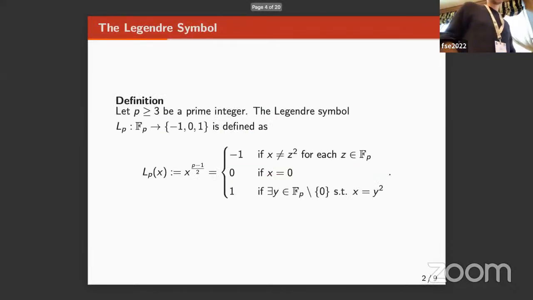So let me just recall what the Legendre symbol is. The Legendre symbol is a function that maps F_p to -1, 0, or 1. The output is 0 if the input is 0, the output is 1 if the input is a quadratic residue, and -1 otherwise.